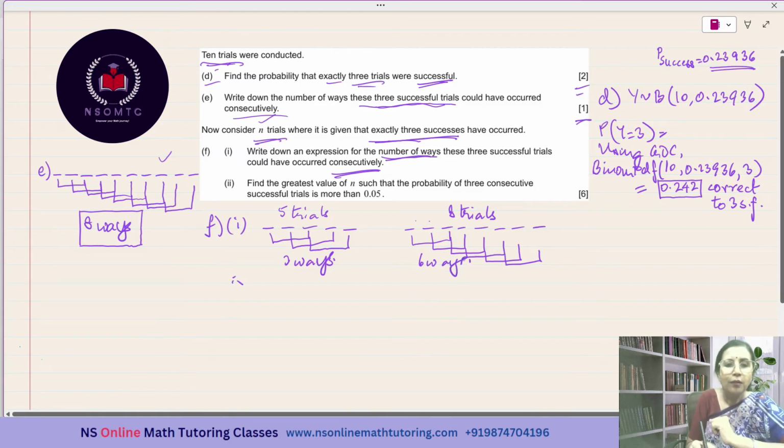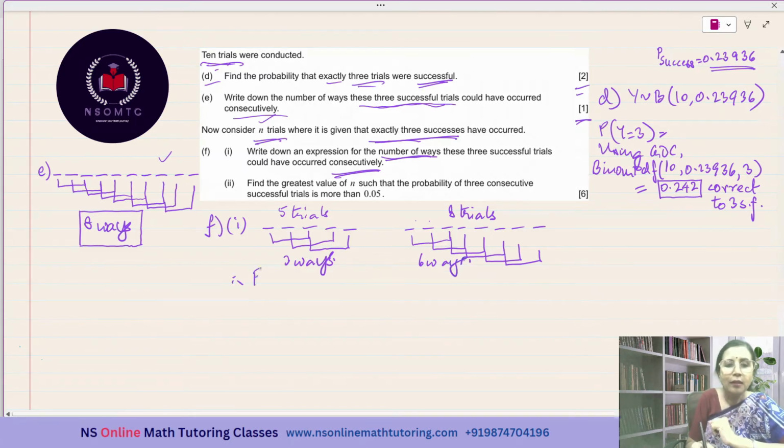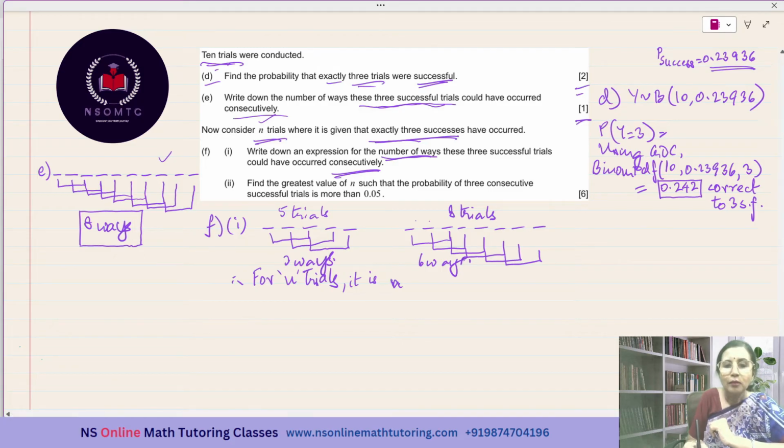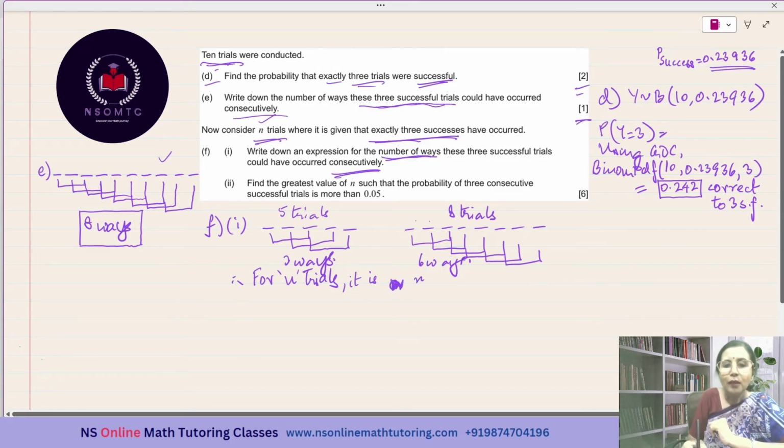So therefore, for n trials, it is n minus 2. Okay. N minus 2 ways. Okay. So this is the answer for the first subpart.